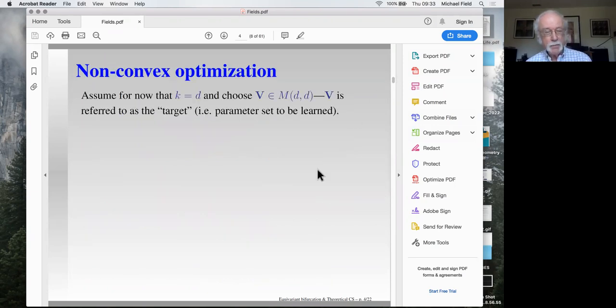Okay, so really the difficulty here lies with non-convex optimization. So just assume for the moment that we choose some fixed matrix in the D by D matrices. So I'm taking K, the number of neurons, to be D, and I refer to this as the target.